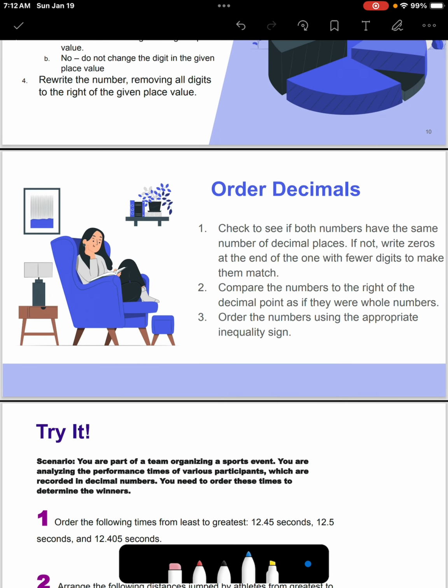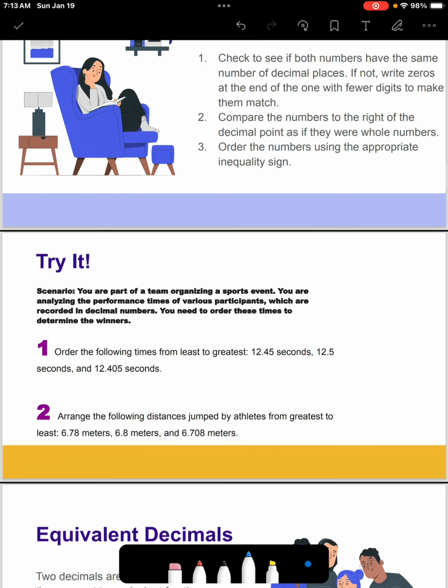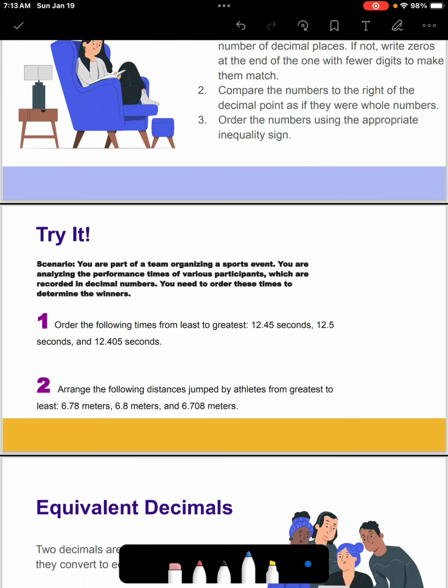Let's talk about ordering decimals. Check to see if both numbers have the same number of decimal places. If not, write zeros at the end of the one with fewer digits to make them match. Compare the numbers to the right of the decimal point as if they were whole numbers. Order the numbers using appropriate inequality signs. So let's look at these three numbers.